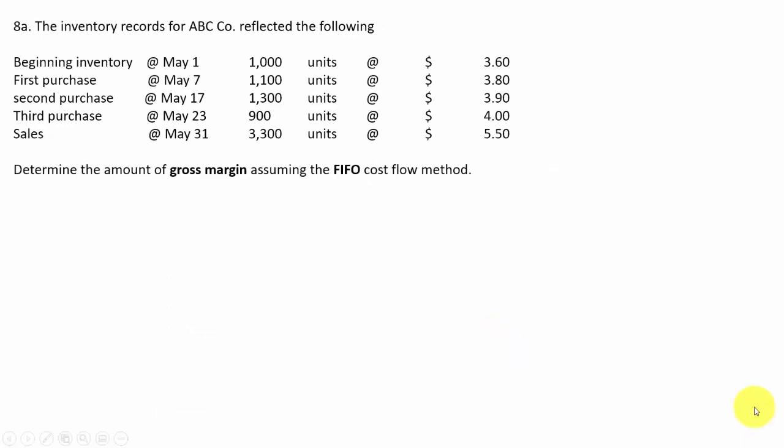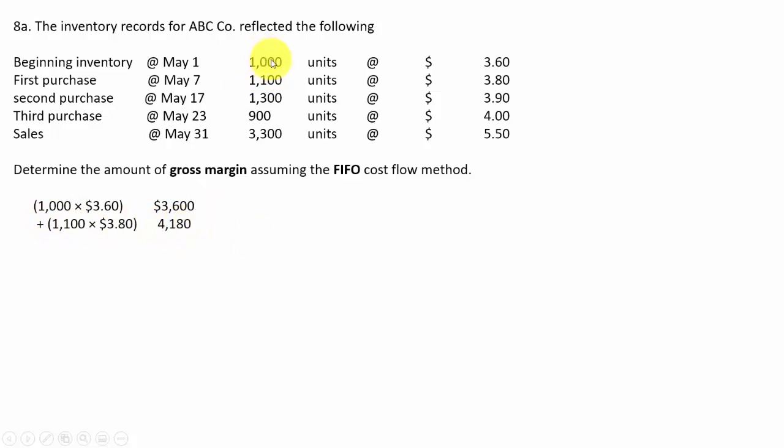In the next one, we want to know gross margin assuming FIFO cost flow. Okay, so if we sold 3,300 units, then we've sold all of these, right? We've sold all of these, and we've sold all of these except for 200. So now let's go back and take a look at it. So let's see, there's 1,000 units at 360, $3,600. There's 1,100 units at 4,180.